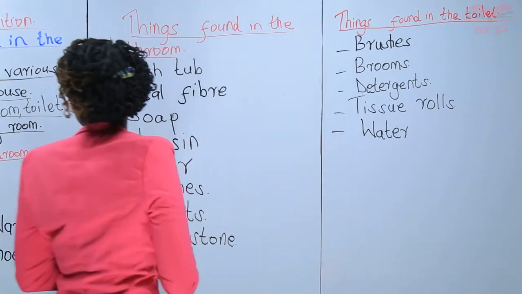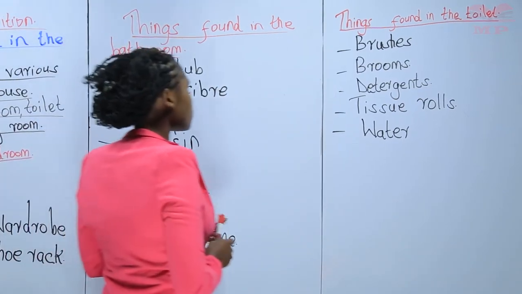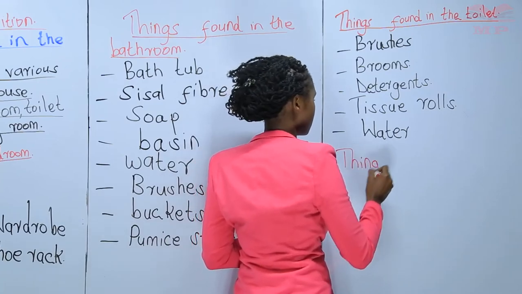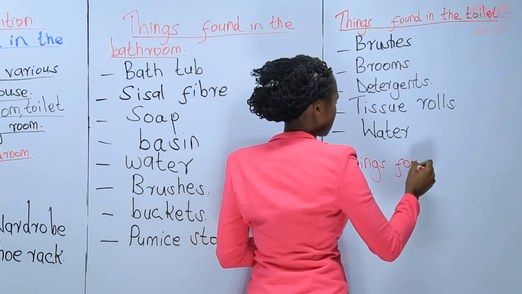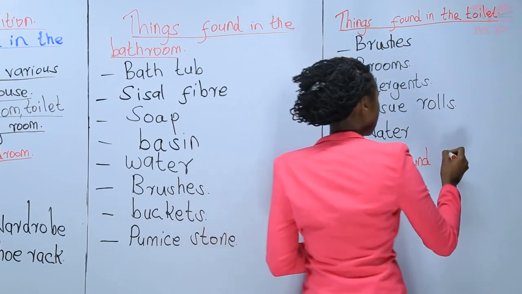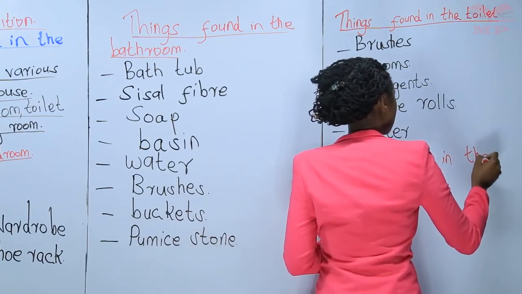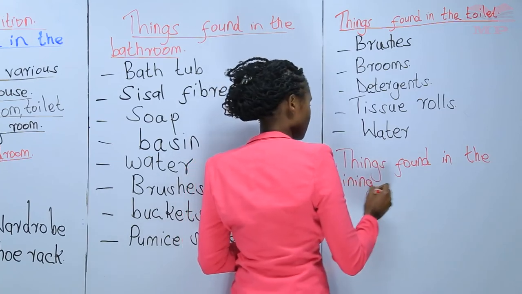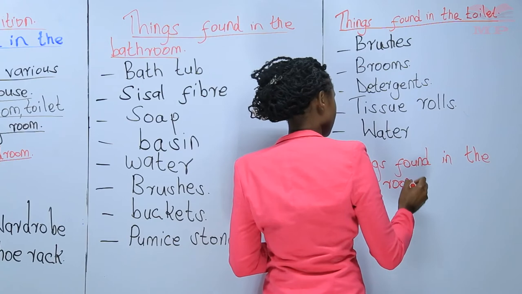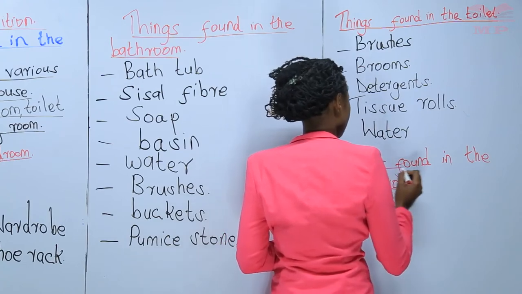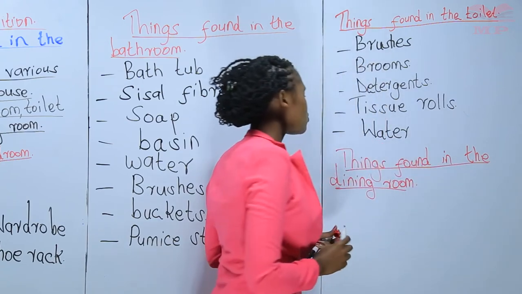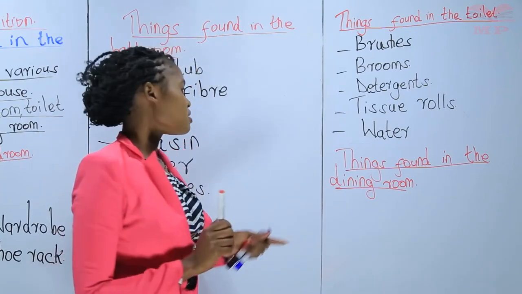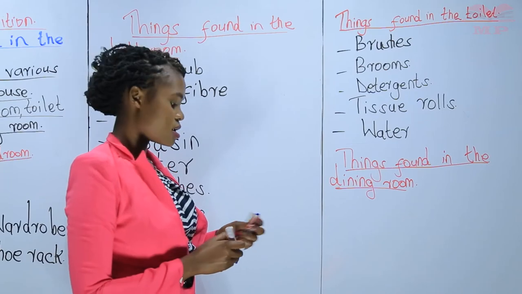The last part, the dining room. Things found in the dining room. Now, a dining room is a place where we take our meals. What are some of these things that you can find in the dining room?